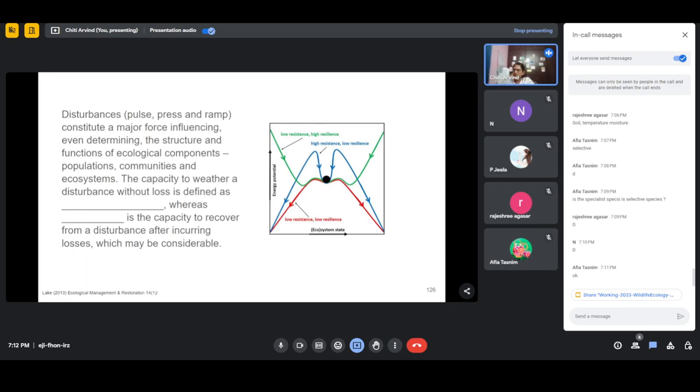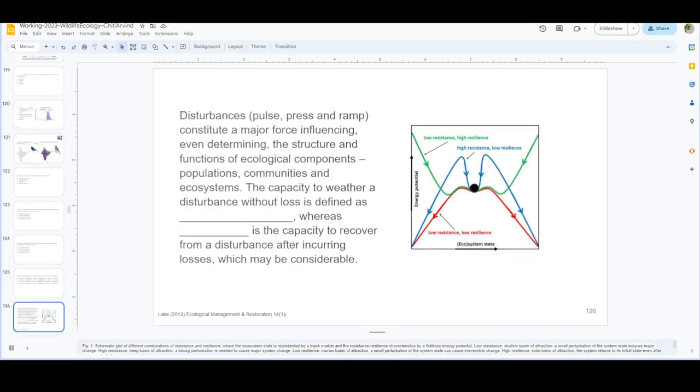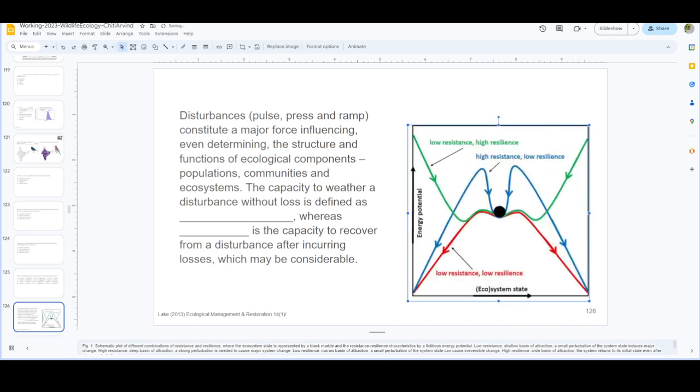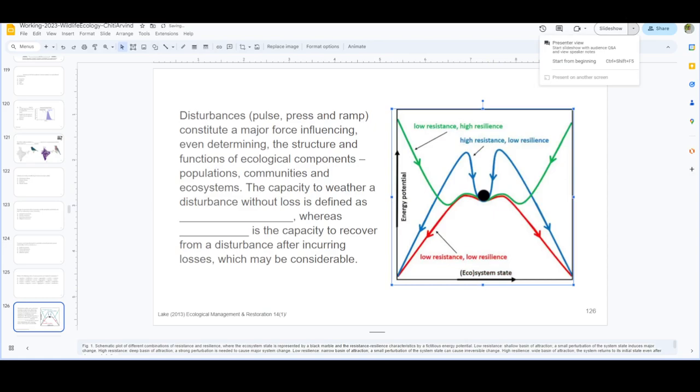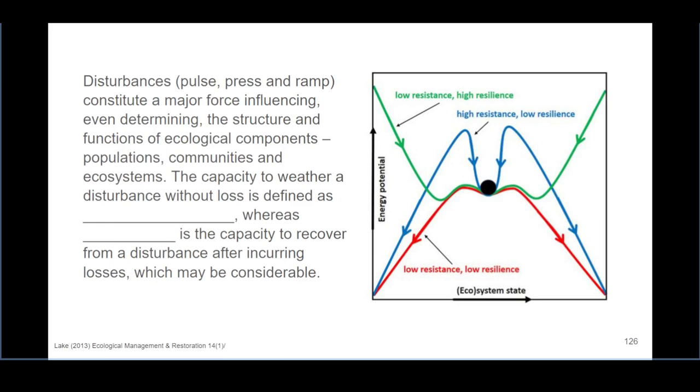So let's just take a minute to look at the figure that is highlighted here. One second, let me make this larger. Right, so now you can see the figure better. Here you see that one of the lines on the x-axis shows you ecosystem state, moving from left to right, and the other axis shows you energy potential, which is basically moving from low to high, right?